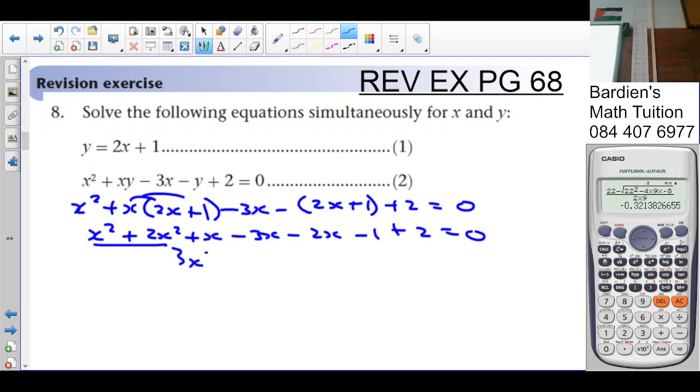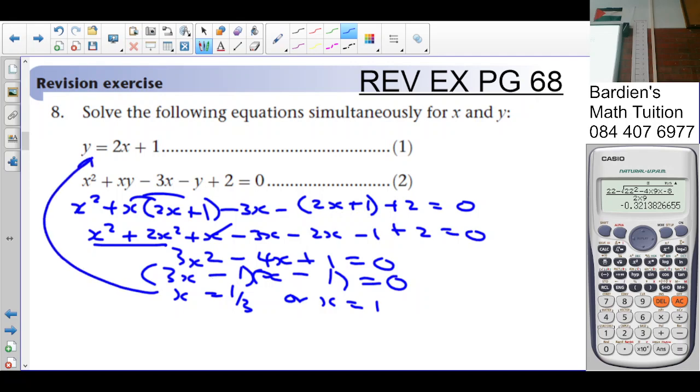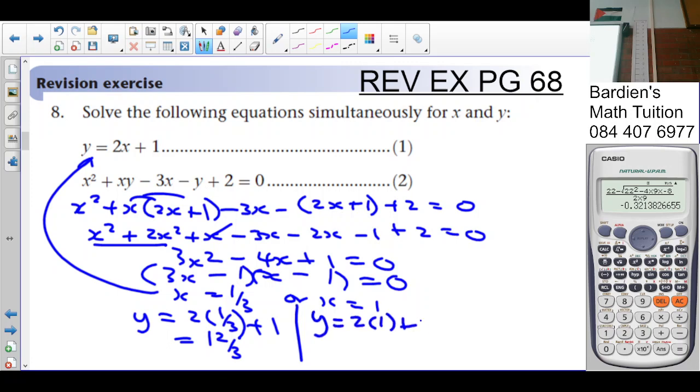So that becomes 3x squared. That's going to give you minus 4x plus 1. Is that correct? So it's 3x and x, 1 and 1, both negative. So x equal to a third or x equal to 1. Is that correct? Who got that answer? Okay, so what do we do with this? We sub it back. So y is equal to 2 times a third, which is 2 thirds, plus 1. It's going to be 1 and 2 thirds, or 5 over 3. The other end, y is equal to 2 times 1, which is 2 plus 1 is 3.